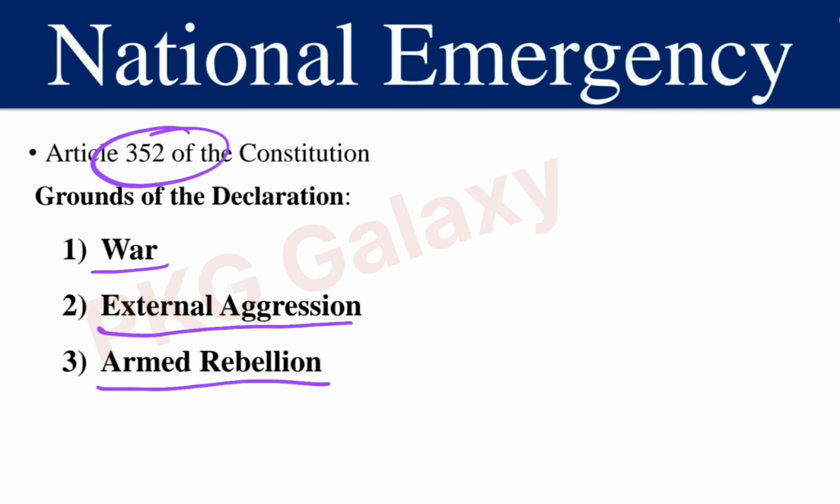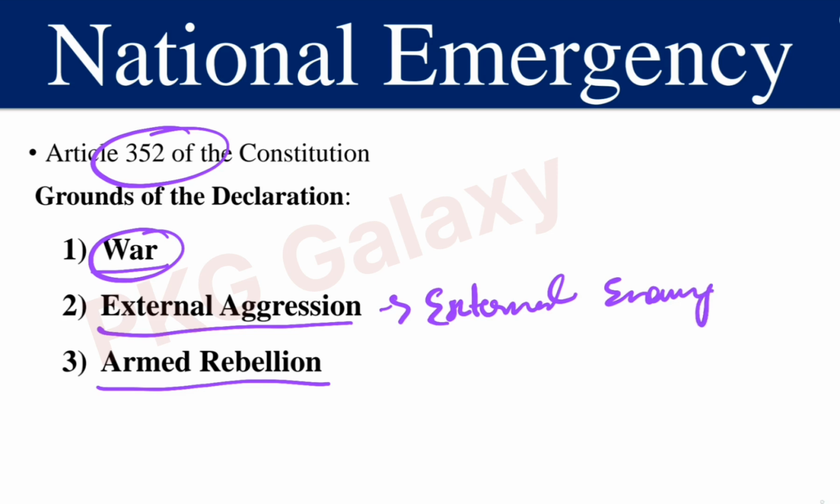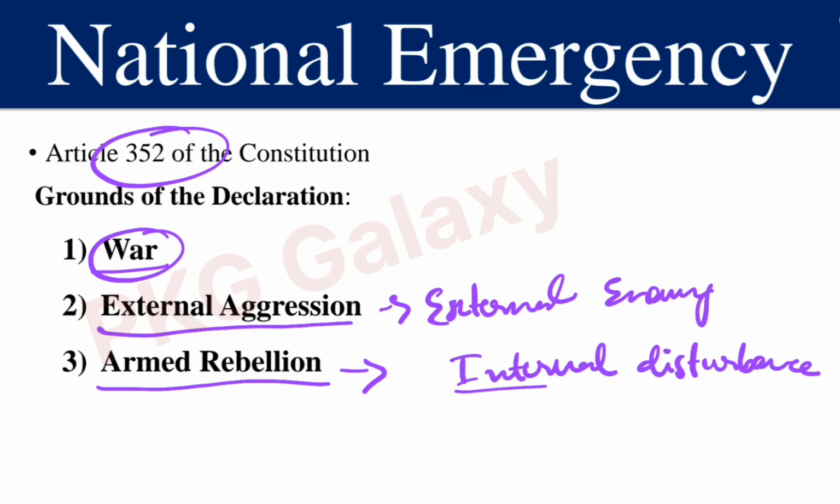The national emergency is called when there is a declared war, and in the second case when there is a threat from an external enemy. And in the third case, national emergency is called when there is an armed rebellion, which replaced the term internal disturbance through the 44th Amendment Act of 1978 to avoid misuse.